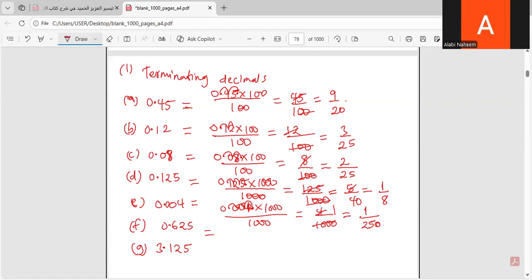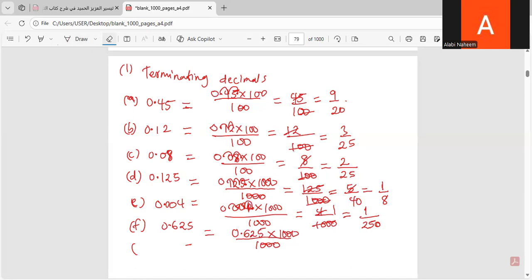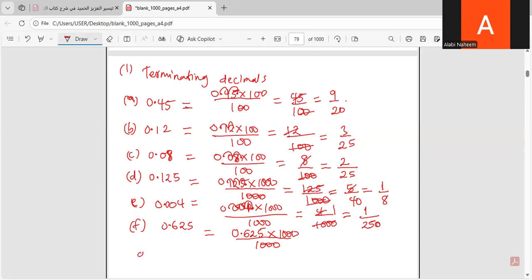Next decimal, 0.625 also has 3 numbers after the decimal point. So multiply by what? By 1,000 to make it a whole number. But we do not want to alter the number, so we have to divide by 1,000 also. In that way, the number remains the same. I'm not changing it, right? So let's proceed.